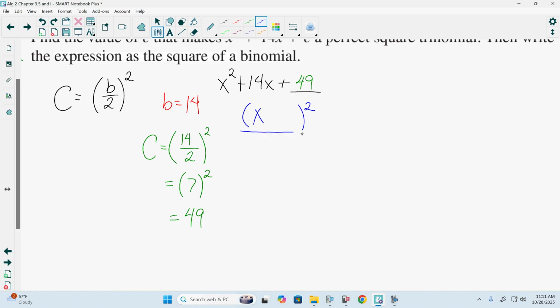So when we factor it, the number and sign that's going to go inside the parentheses with x is going to be the number and sign we had for solving for c before we squared it. So with c, we had positive 14 over 2, so we divided it and got positive 7, squared it to get 49. So the number inside the parentheses before we squared it is positive 7, yes? So x squared plus 14x plus 49 is actually going to factor to x plus 7 squared. It tells us what it is.